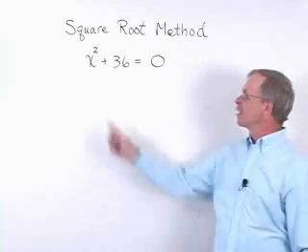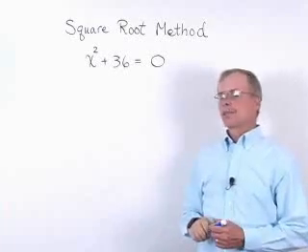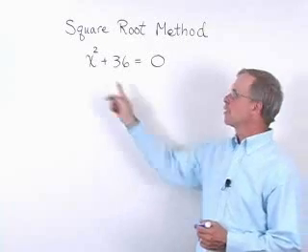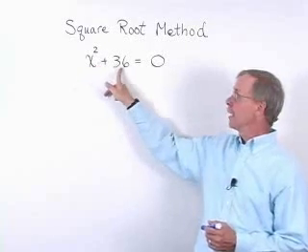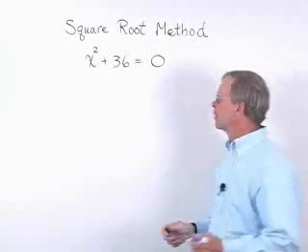Let's look at the quadratic equation x squared plus 36 equals 0. The first thing you might notice about this is that it's missing a bx term. There's no x term, just a squared term and a constant term. We can solve this by something called the square root method.